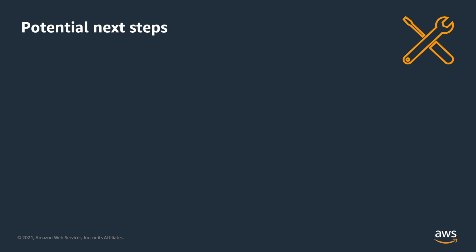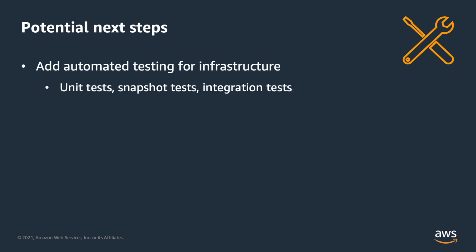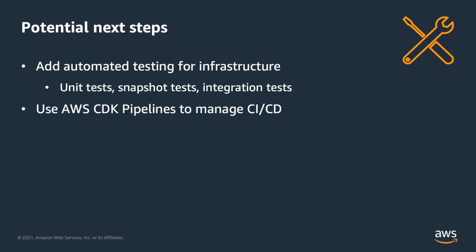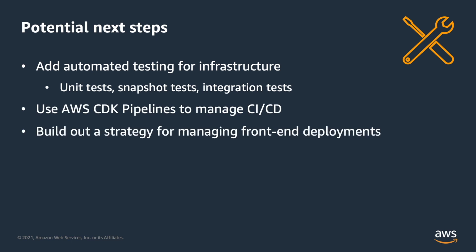While we covered a lot of ground and built ourselves a production-ready, well-architected system, there's of course things you could do next to make it work even better for you. Some things you could do might include adding in automated testing for your infrastructure. You could also start to build out a deployment pipeline using AWS CDK pipelines. Finally, you could build out a strategy for hooking this up to a front-end system for your servers, kitchen staff, and managers to interface with.